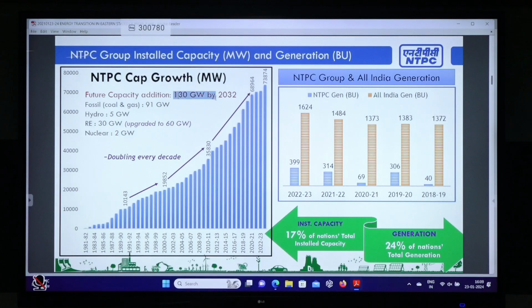There is a slogan also: every fourth bulb in this country is lit by power from NTPC sources. With only 17% installed capacity, we produce about 25% of energy.